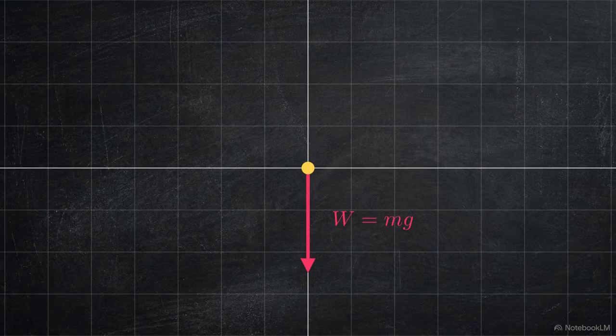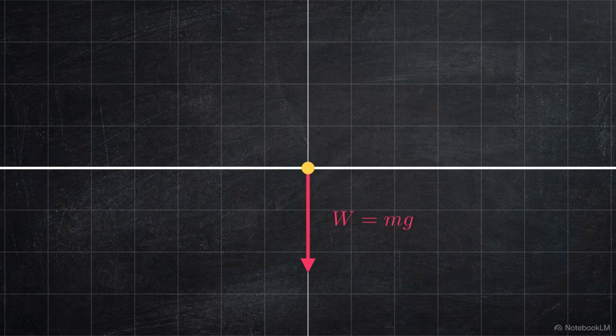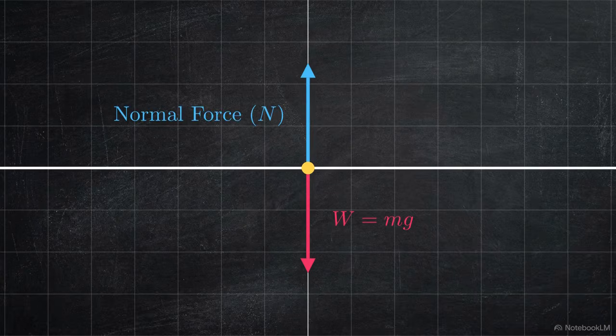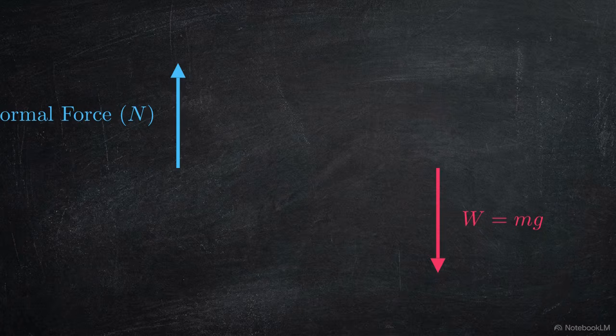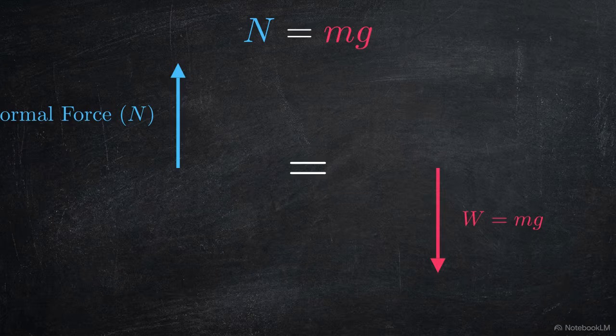Gravity exerts a constant downward pull, yet our mass doesn't accelerate downward. It is stopped by a surface. The surface responds with the normal force, a perpendicular contact force exerted upward by the ground, pushing back to support it. As long as the object rests on a perfectly flat horizontal surface, this normal force perfectly mirrors the pull of gravity. The upward push N exactly equals the downward pull, mg.